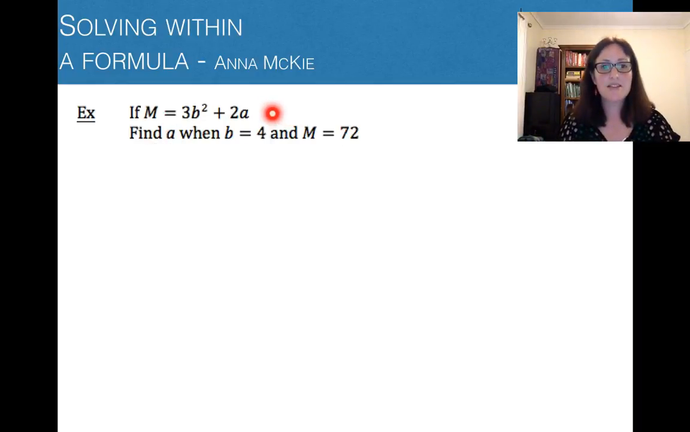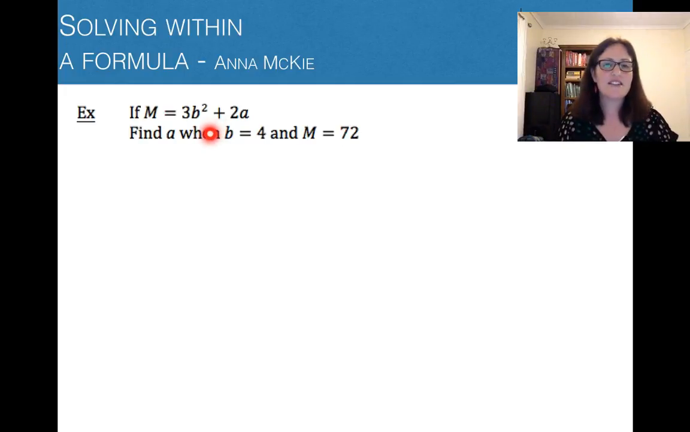If m is equal to 3b squared plus 2a, we're being asked to find a when b is equal to 4 and m is equal to 2. Now my first tip with these questions is look at what you're being asked to find. So you find the word find and see what letter comes after it, a. So in this equation, the a is here. Now, in terms of the equal sign, it's on the right-hand side.